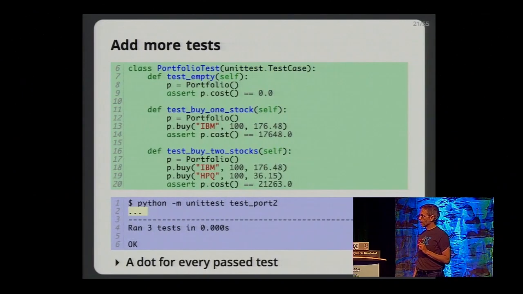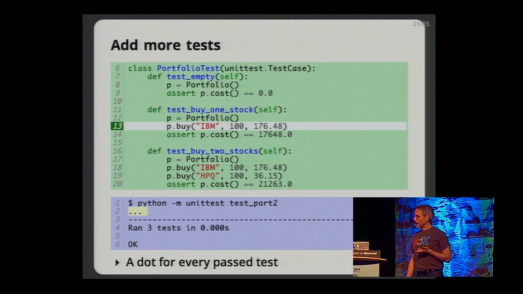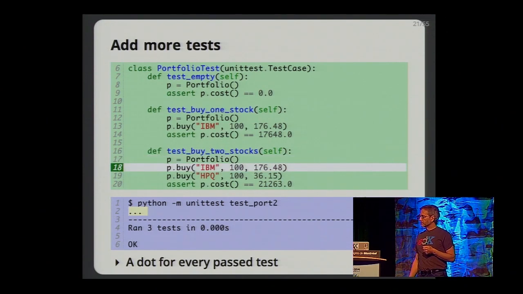All right, let's add some more tests. Here, of course, there are more conditions that we have to test. So we'll also test the empty case. The portfolio cost should be 0. Here's the buy one stock test that we had before, but we'll also test buying 2 stocks. So we buy 2 stocks and assert the cost as that.